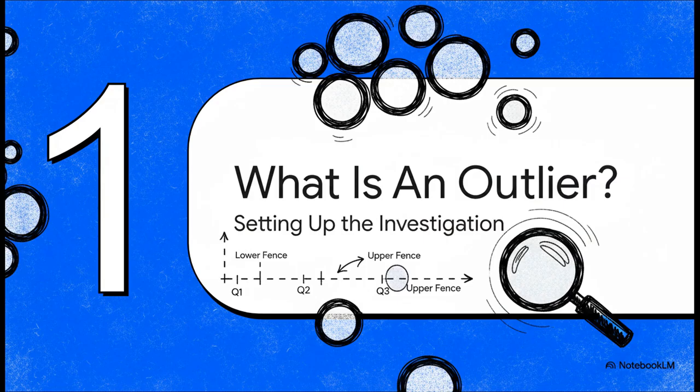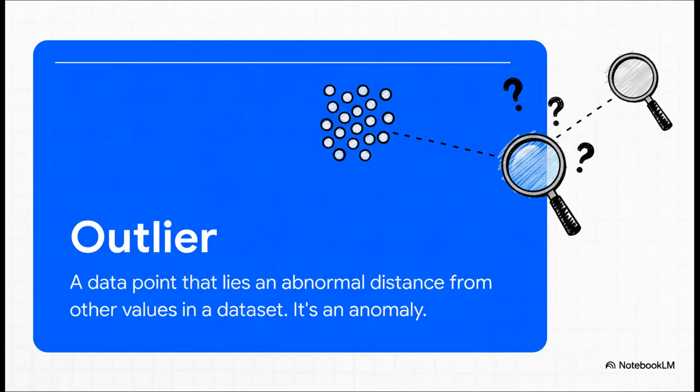Okay, first things first. Before we can find our target, we have to define it. What exactly makes a number an outlier? So, an outlier is basically a data point that's gone rogue. It's hanging out so far away from the main group of data that it makes you wonder what's going on. Think about it. It could be a fraudulent credit card purchase, or maybe a breakthrough result in a science experiment. The big question is, is it a mistake, or is it telling us something incredibly important? Our job today is just to find them.